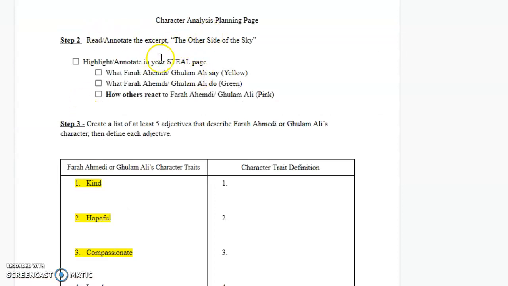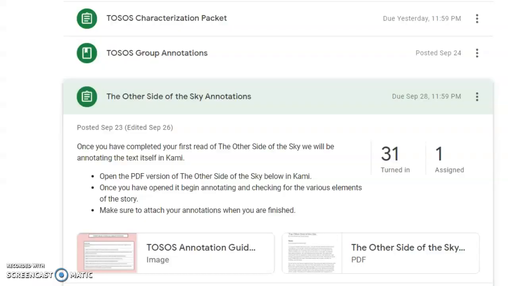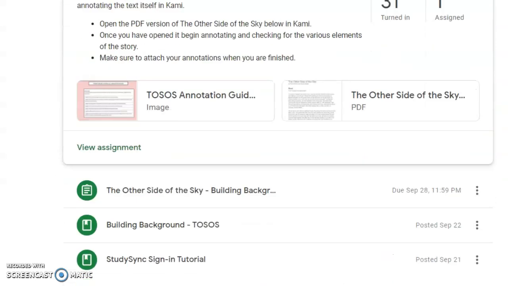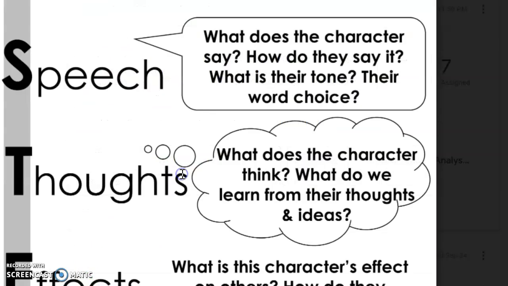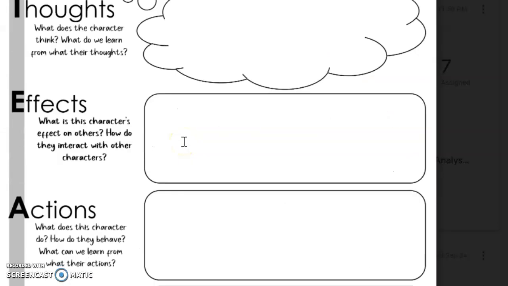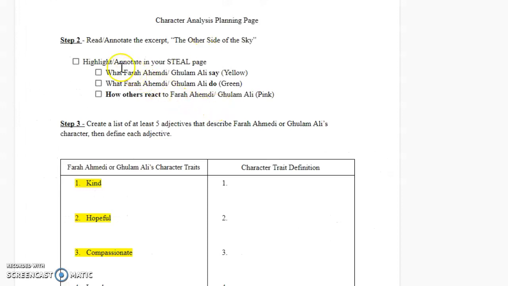Yay. Now you're going to go ahead and highlight and annotate in your Steele page. Remember, we did it in class. There it is. You're going to go back to this Steele page that you filled out in class or electronically, and you are going to highlight and annotate on your actual notes. I want you to highlight what Farah and Ghulam Ali say in yellow.